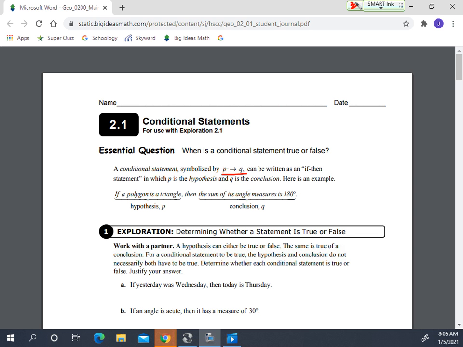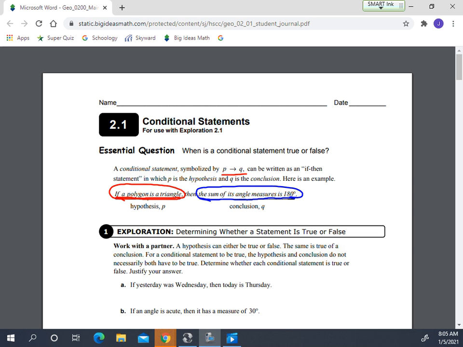They give an example here. If a polygon is a triangle, then the sum of its angle measures is 180 degrees. And we know that's true, right? We know that the sum of the angle measures of a triangle is 180 degrees. So here is our P. This statement here, that's P. So if P, then Q.